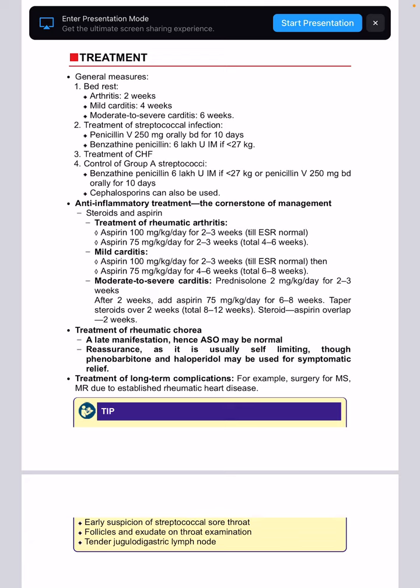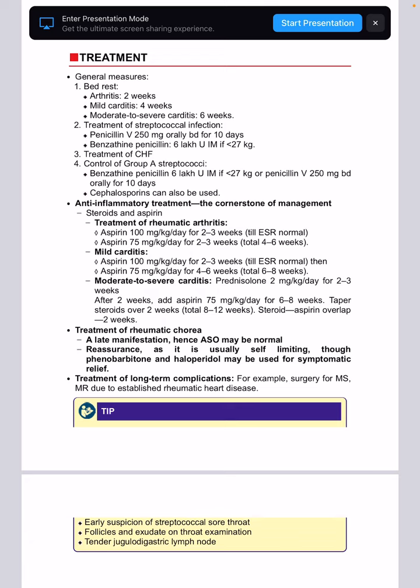Then treat CHF with anti-cardiac drugs, and then anti-hypertensive drugs, and also beta blockers like propranolol. Then control group A streptococci with benzathine penicillin 6 lakh units. Cephalosporin can also be used.